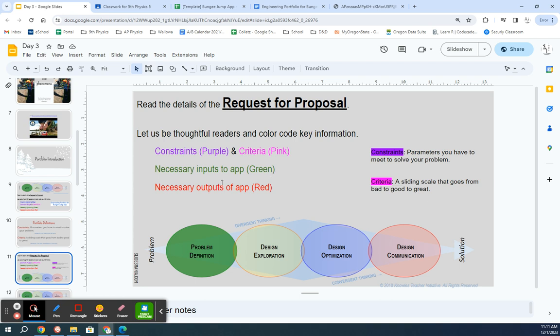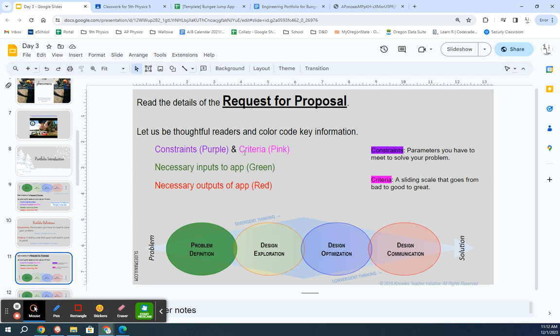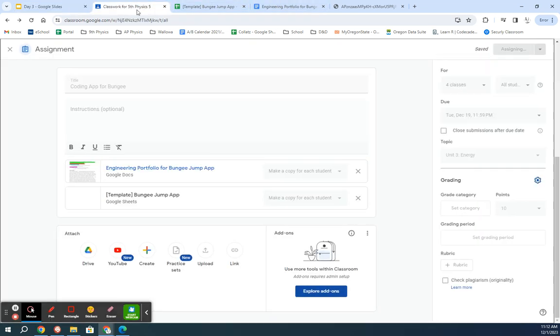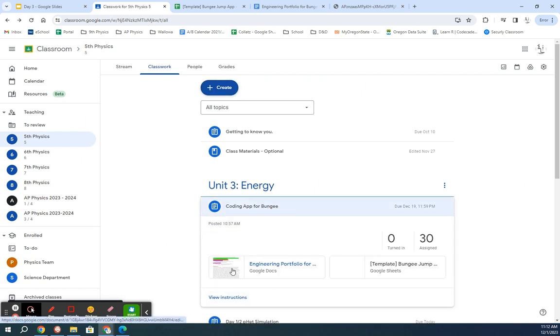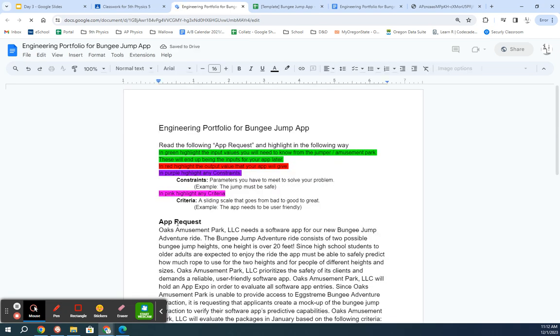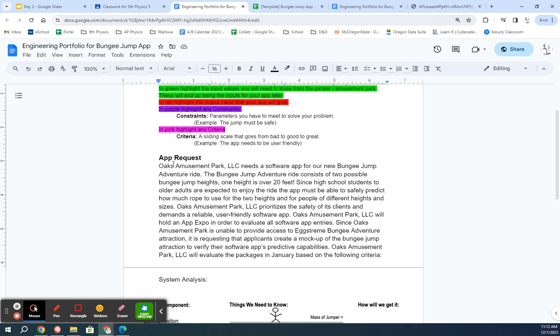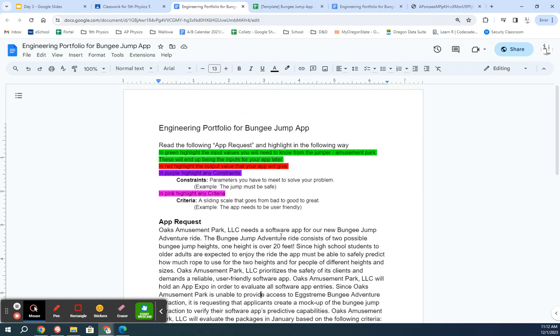So what we're going to have you do is go through and highlight with different colors based on what it is. In the classroom, you have the coding app for Bungee, and you can open up that engineering portfolio. Here again, the instructions are right here. Here's the app request, and you're going to need to highlight in green the parts that are important values that you're going to need for inputting into your app later on. So what are the things you're going to need to know about the jumper so that you can put those into the app?